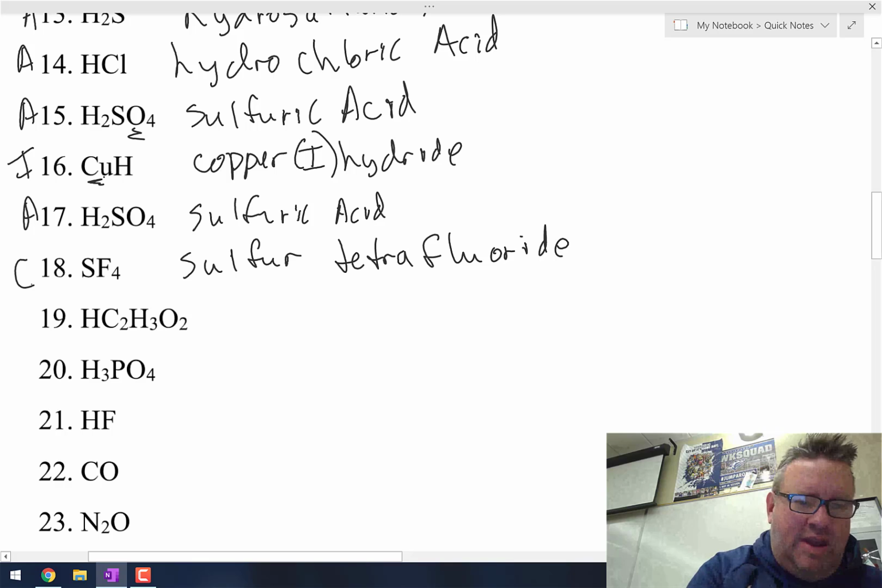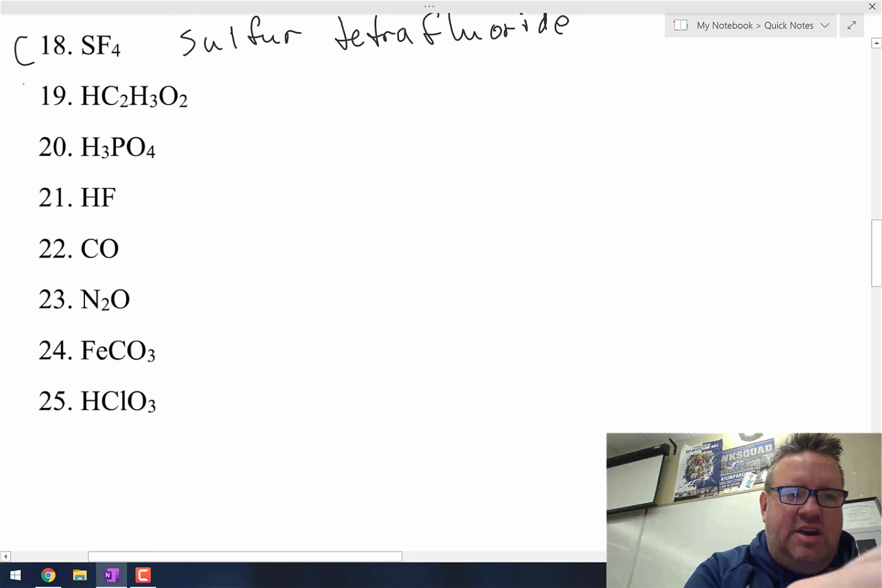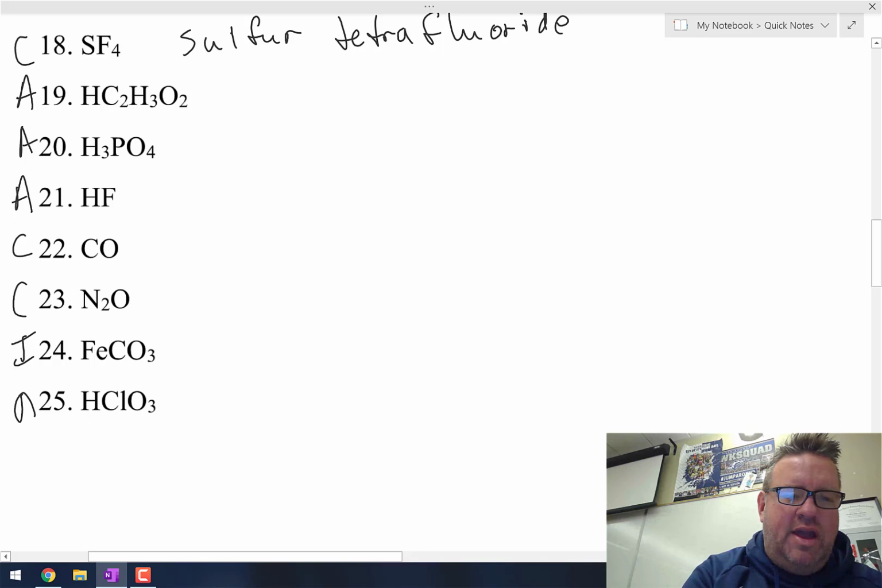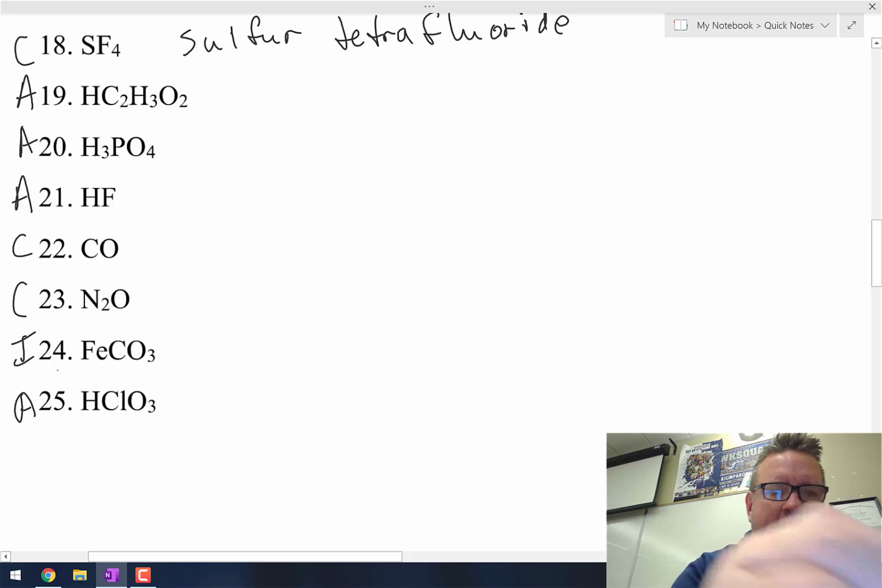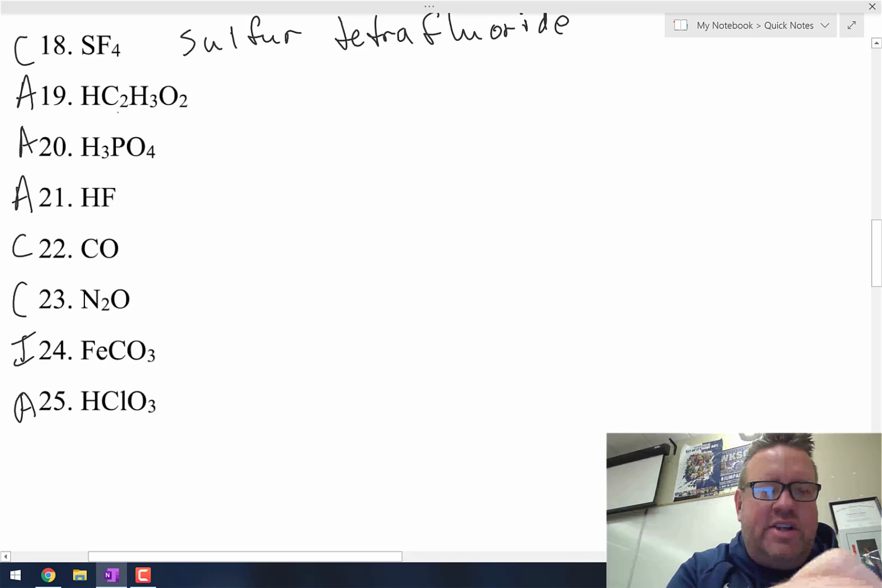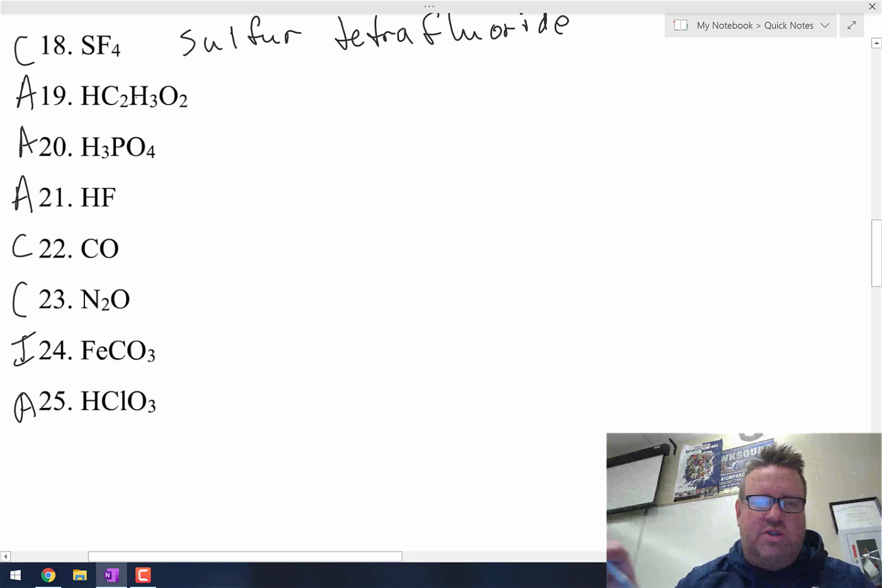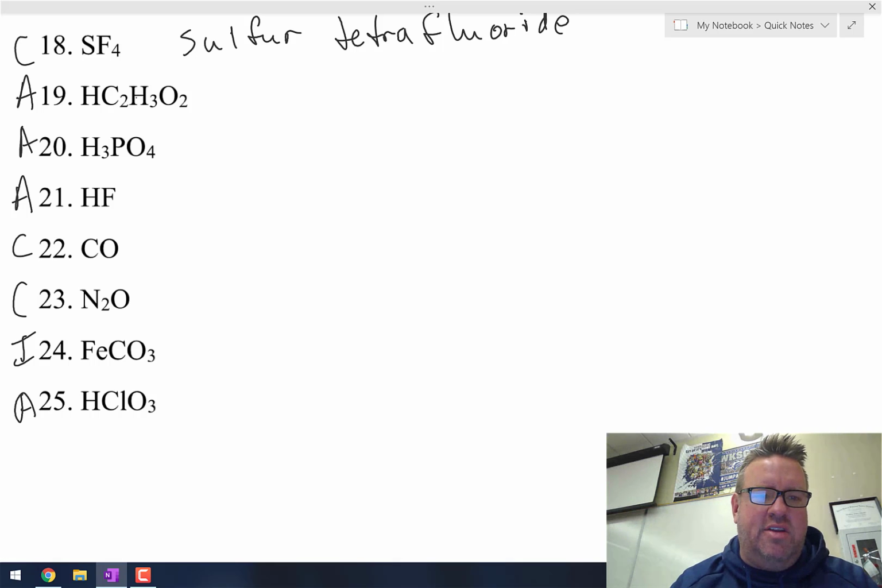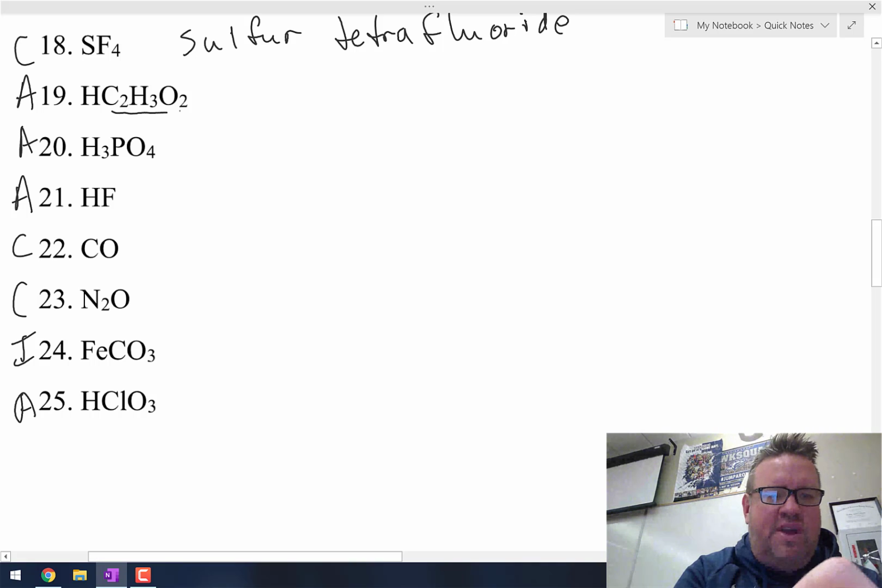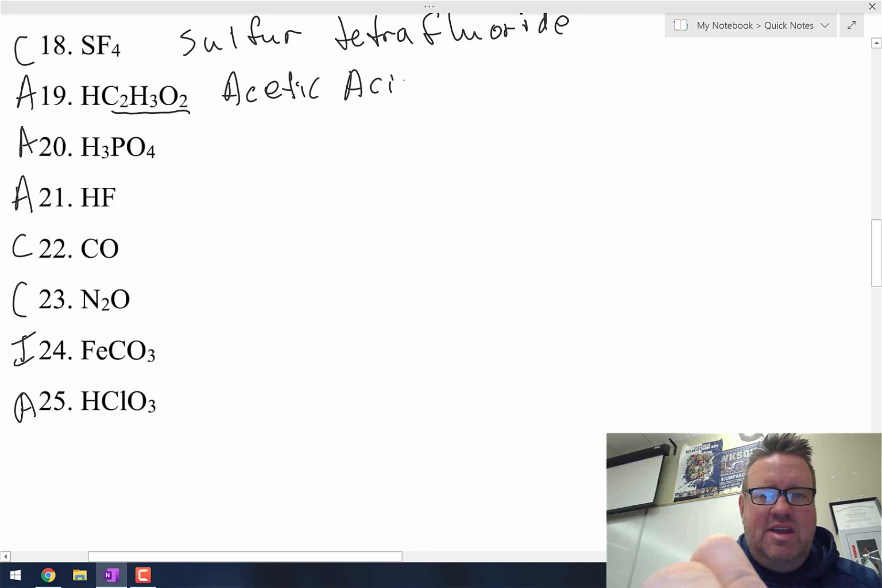Okay, and then let's just do these last ones here. Acid, acid, acid, covalent, covalent, ionic, and acid. Number 19, it's got oxygen in it. And usually when it has oxygen in it, you've got to look in your notes at those polyatomic ions. The name of C2H3O2 is acetate. So that becomes acetic acid.